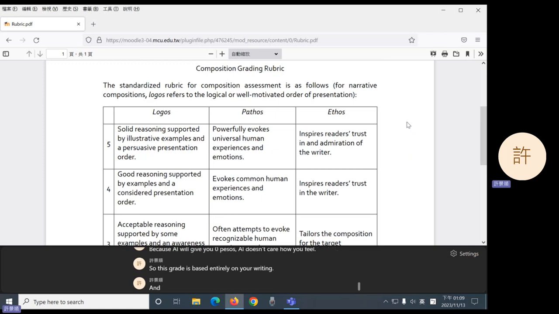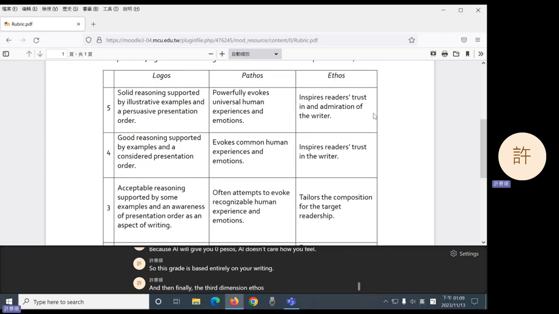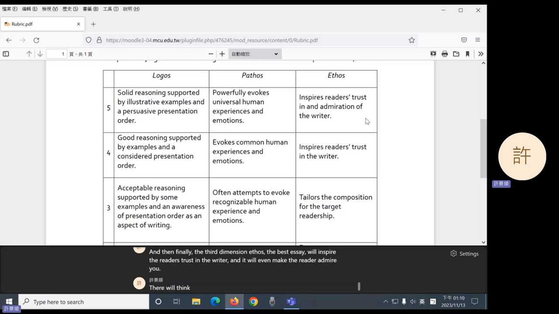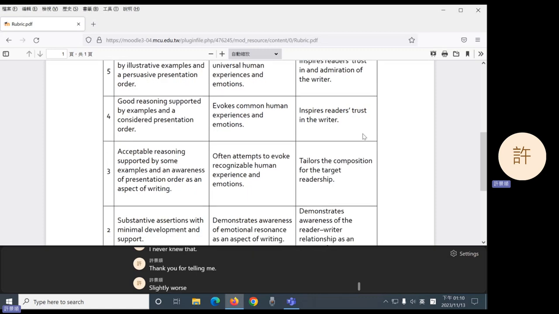And then finally, the third dimension, ethos. The best essay will inspire the reader's trust in the writer, and it will even make the reader admire you. They will think, wow, that's a really great essay, or wow, I never knew that. Thank you for telling me. Slightly worse would be inspiring the reader's trust, so they completely believe you. They may not feel like, wow, but they're with you all the way.